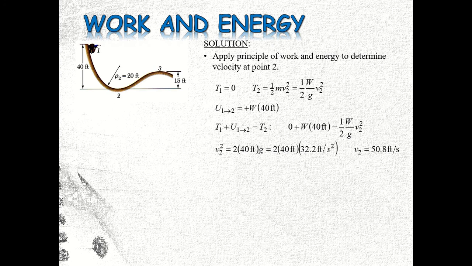Alright, so here's the solution, class. Apply the principle of work and energy to determine the velocity at point 2. At point 1 the car is at rest, so T1 is equal to 0, because there is no velocity yet. The kinetic energy at point 1 is equal to 0. At point 2, the kinetic energy is equal to 1 half m v2 squared, where m is equal to W over g.